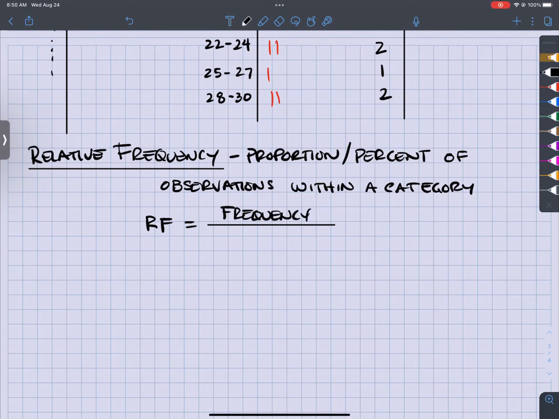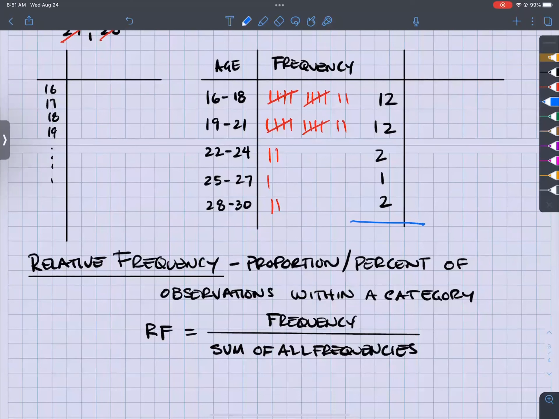Because here's the thing about the sum of all frequencies. Isn't it the number of observations that we just took? When we're doing these tally marks, we might want to add these numbers together and say, okay, 12 plus 12 is what? 24? 26, 28, 29, is that right?